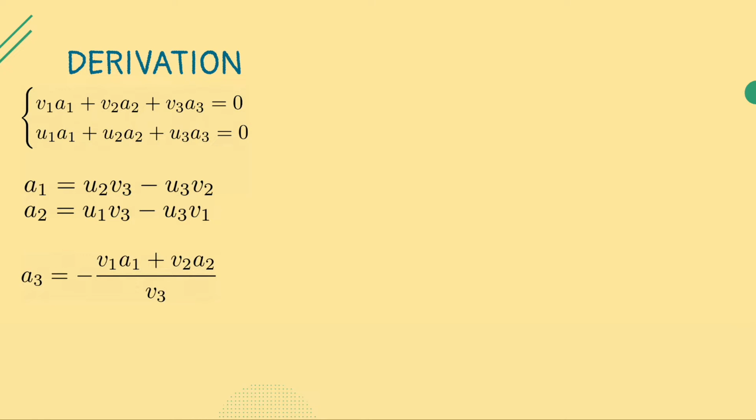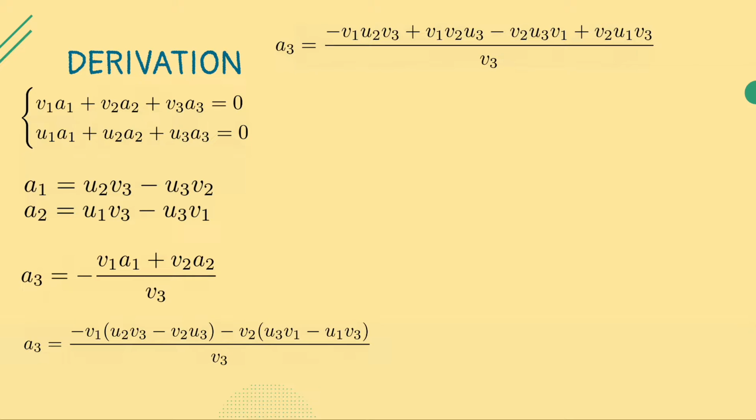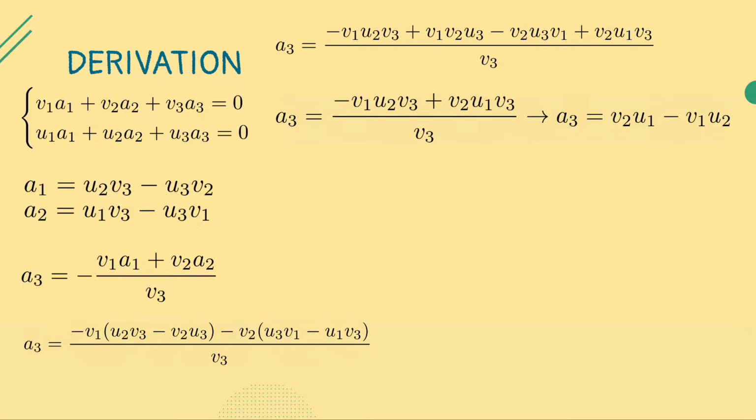If we manipulate the first equation up top here, we end up with the equation that says a3 is equal to negative v1a1 plus v2a2 over v3. And remember, we need to distribute that negative into the brackets. So I'll distribute that negative into the numerator and substitute a1 and a2. Then I'll distribute and arrive here. Notice again that by the commutative property the two middle terms will cancel. That leaves me here. Then I can cancel a v3 from each term.